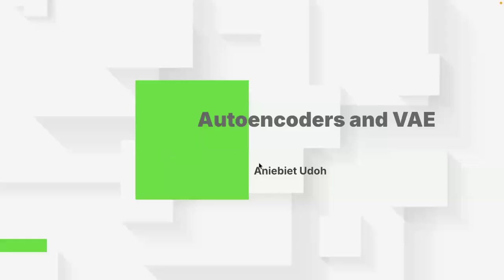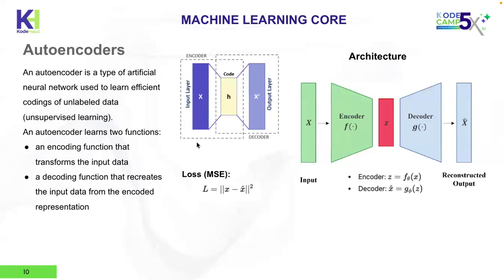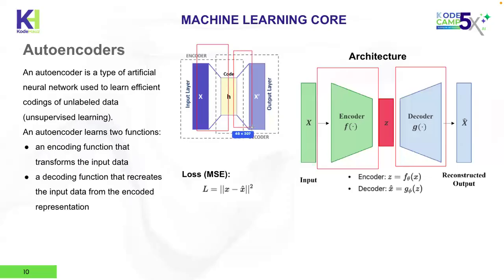So let's talk more. I think I've kind of explained autoencoders already. An autoencoder basically is used to learn efficient encodings or representations of unlabeled data. So it's unsupervised, like I've said. It learns two functions, and it learns both at the same time. It's not like it first masters being an encoder and then learns being a decoder, right? It does both at the same time. So you have the encoder and you have the decoder, right?